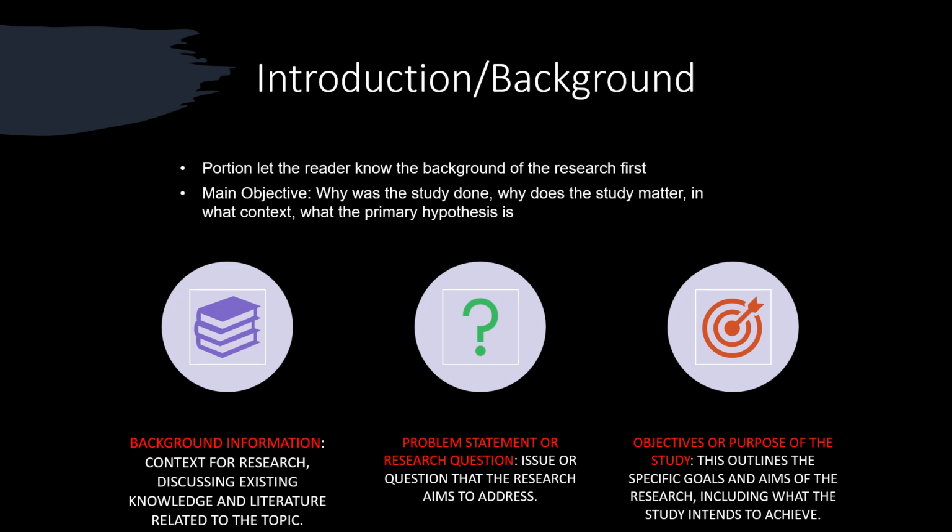Generally, the introductory or background portion of your write-up would include three subsections. The first part would provide background information. This is context for the research. It discusses the existing knowledge and literature related to that particular topic. The second portion would be the problem statement or the research question. This clearly articulates the issue or question that the research aims to address. And then the third part would be the objective or purpose of your study. This outlines the specific goals and aims of the research, including what your study intends to achieve.